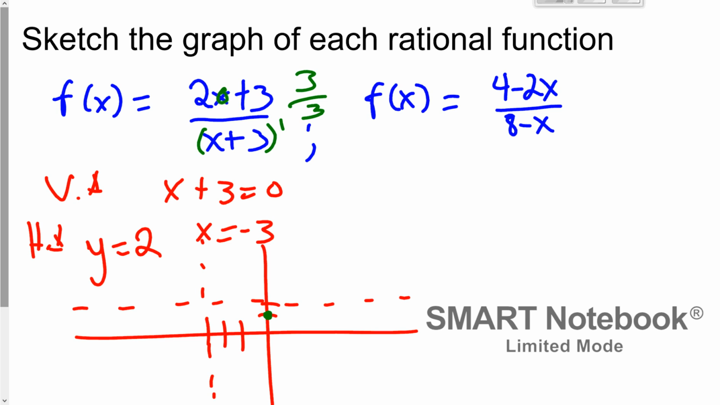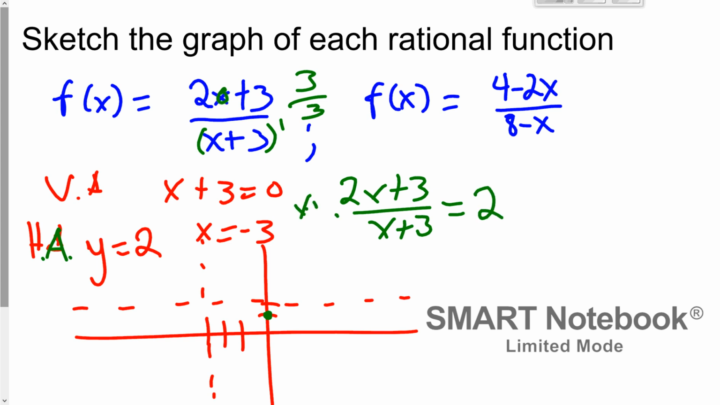The one thing I probably should have done before I plotted that point, but it's okay, is set my fraction, 2x plus 3 over x plus 3, equal to the y value of my horizontal asymptote, because I need to see whether this crosses it or not. So my y value is 2. Now I solve this, multiplying both sides by the denominator, x plus 3. And now I get 2x plus 3 is equal to 2x plus 3.